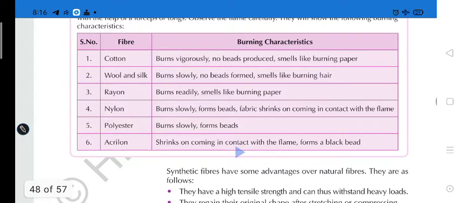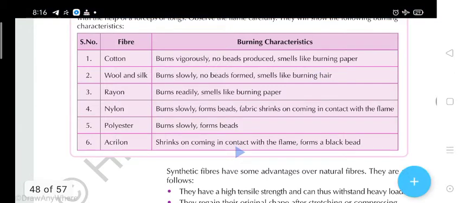So first, cotton. What will you notice when you burn that cotton fiber in a lighted candle? It burns vigorously, and no beads are produced. It smells like burning paper. You will feel that there is a paper burning, and there will be no beads produced. Beads means round circles, and it burns vigorously, continuously, we can say.